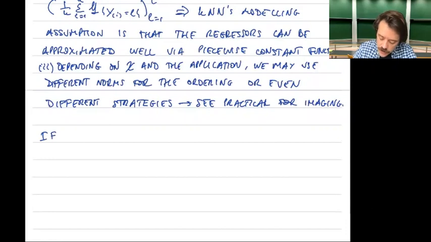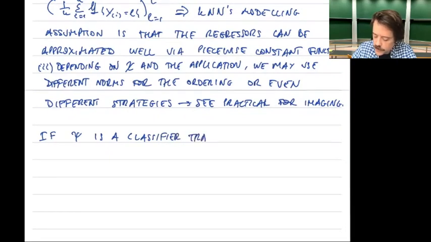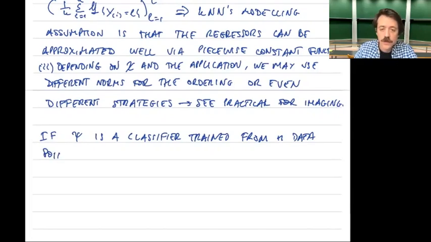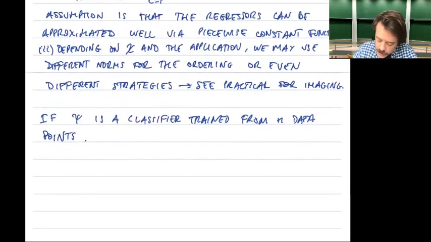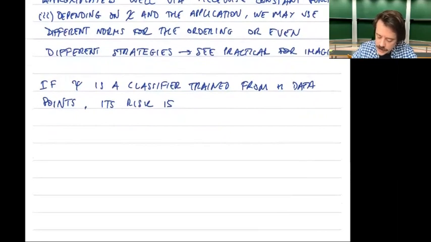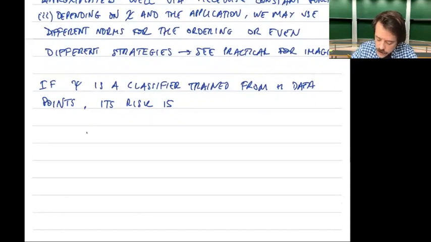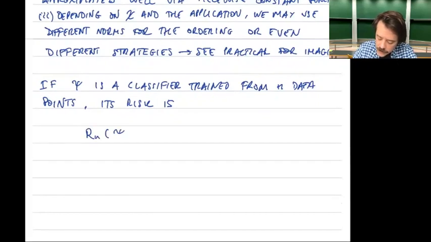So let's say that if this psi is a classifier trained from n data points, we define its risk as R subscript n. So that's how it is different notationally.